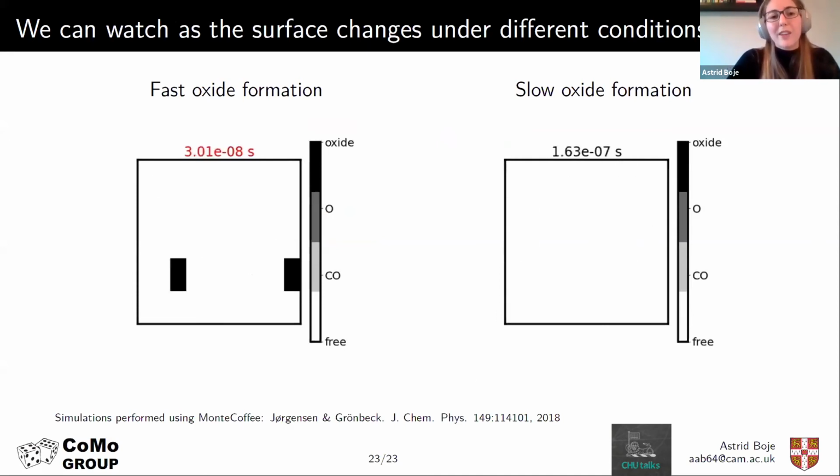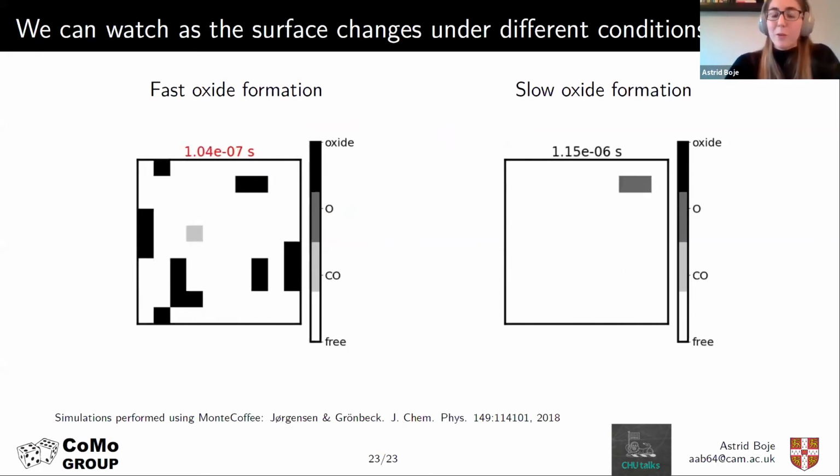So on the left-hand side, what you can see is oxygen adsorbing onto the surface and then converting into a copper oxide structure. So the black lines, the black squares, are where copper oxides have formed. But on the right-hand side, the oxide formation is relatively slow. And in this case, the oxygen actually recombines and desorbs from the surface without any significant formation of oxide.